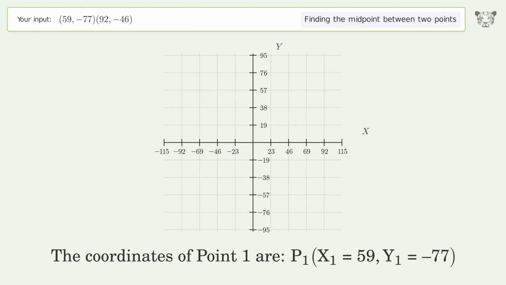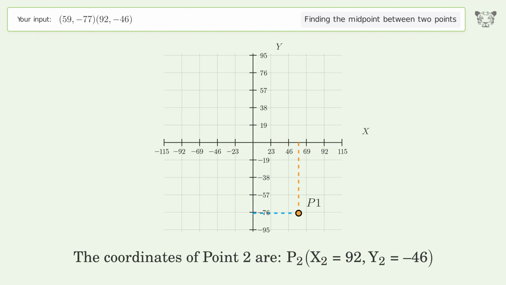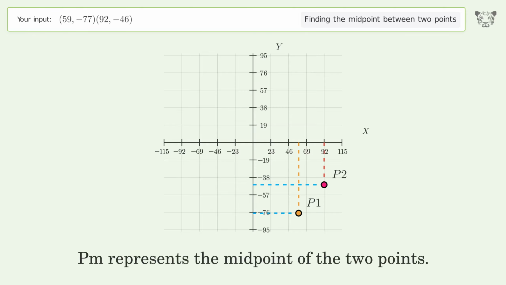The coordinates of point 1 are x1 equals 59, y1 equals negative 77. The coordinates of point 2 are x2 equals 92, y2 equals negative 46. PM represents the midpoint of the 2 points.